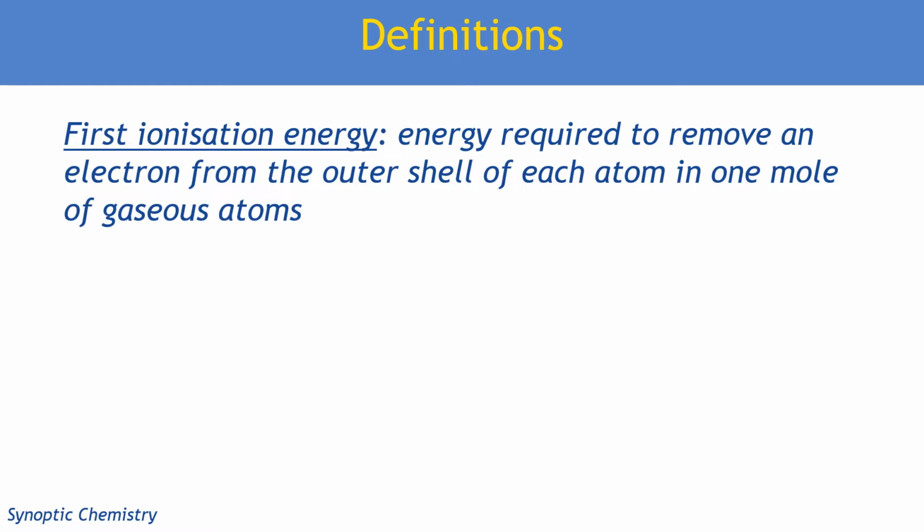So we're talking about the energy required to remove an electron from the outer shell. So we want to talk about taking it from the outer shell. That is why it is the first ionization energy. Each atom in 1 mole. There are different ways of saying this, but the most important things we've got there are 1 mole and gaseous atoms. So we are starting with individual atoms, and it doesn't matter what the element is to start with.